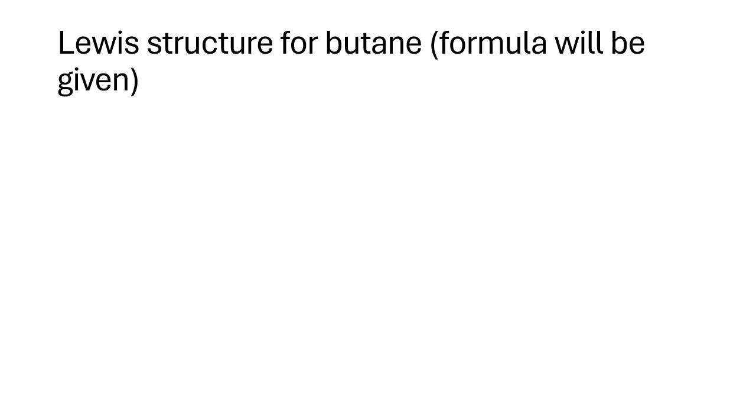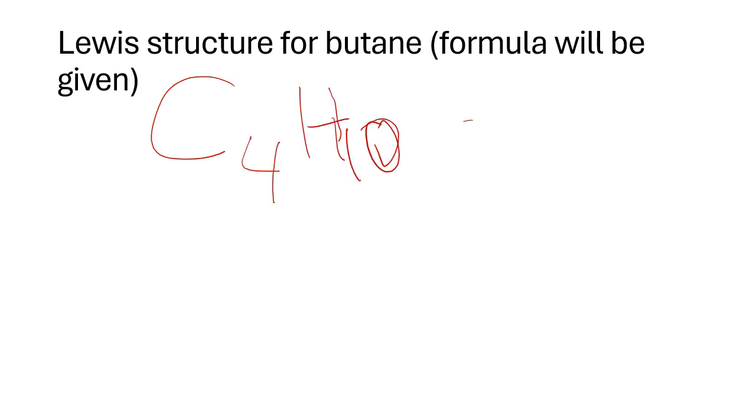For butane, so this you're going to work on, Alex, and I'll give you the formula. So butane, that's in lighters, cigarette lighters. So C4H10. Count valence electrons. Carbon has 4, so 16. Hydrogen has 1, that's 10.